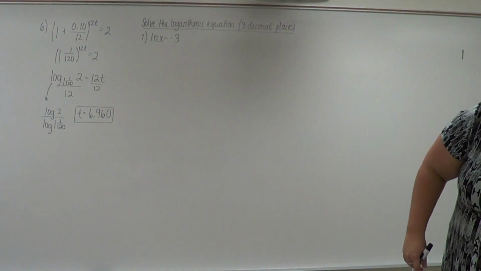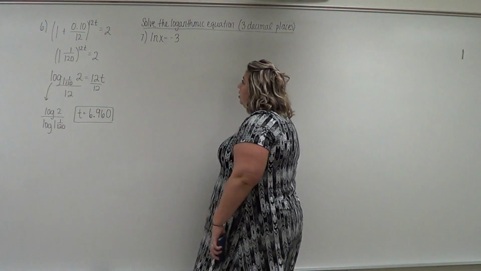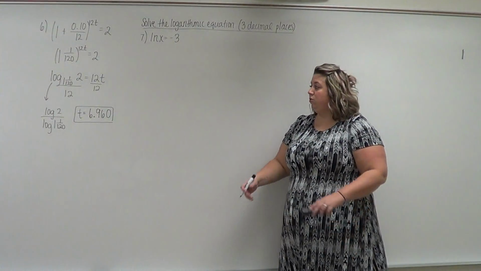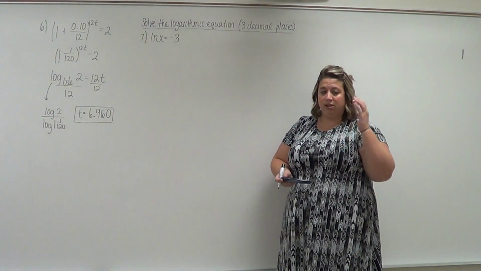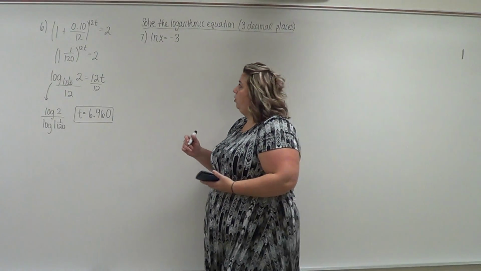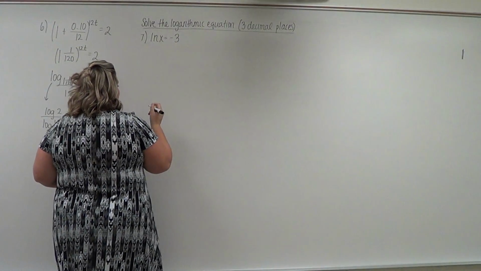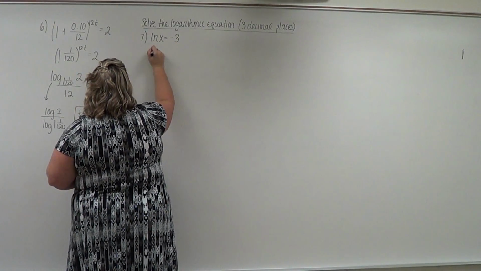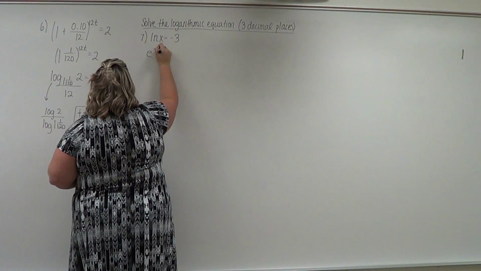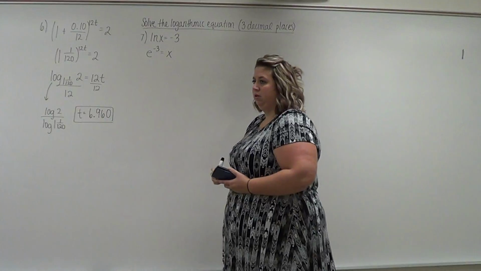First thing you need to do is get the log by itself, which it is on this one. Then you need to write it like an exponential. Since they're inverses, you solve them using each other. If I want to write this like an exponential, I would need my base to this power. If it's a natural log, that means your base is e. So this would be e to the negative third equals x.